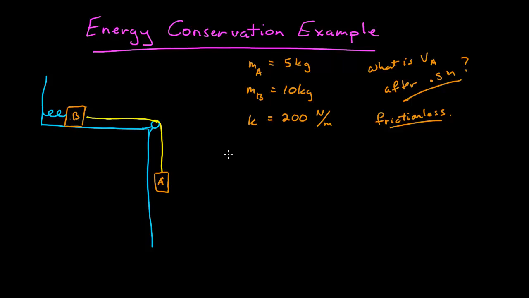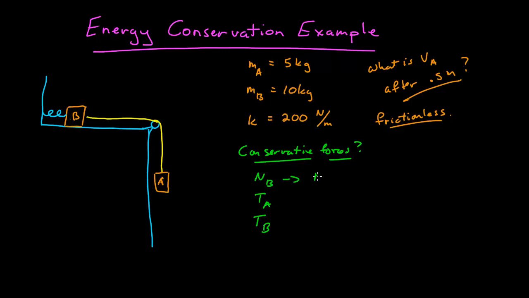And so our first question is always, do we have conservative forces? We have conservative forces, gravity and the spring, but we also have the normal force on B, as well as the tension force on A and the tension force on B. These are non-conservative forces. However, are they doing any work on the system?